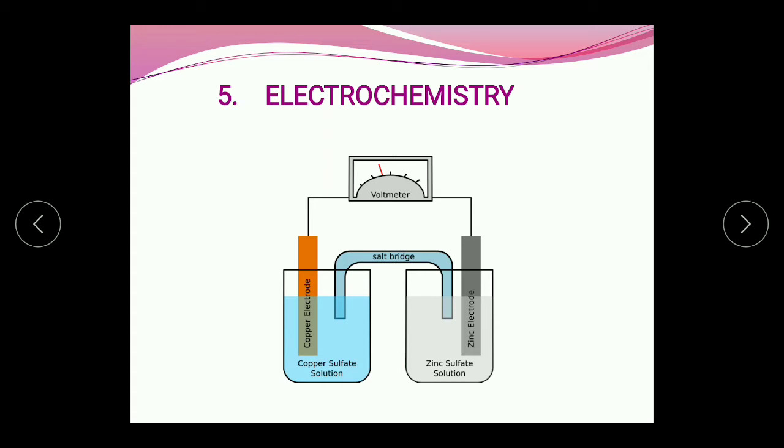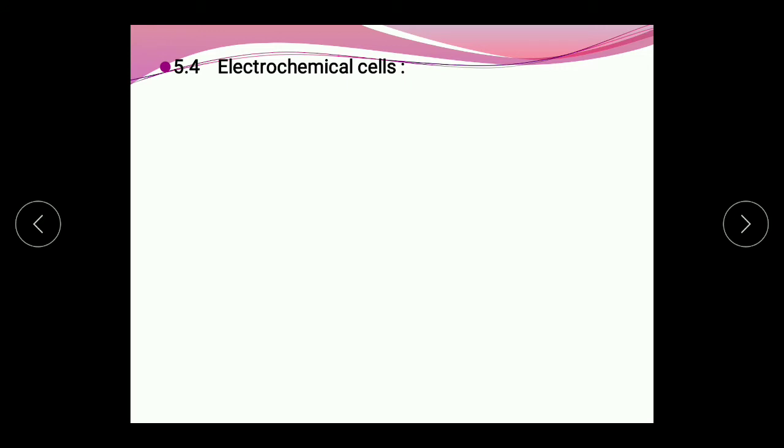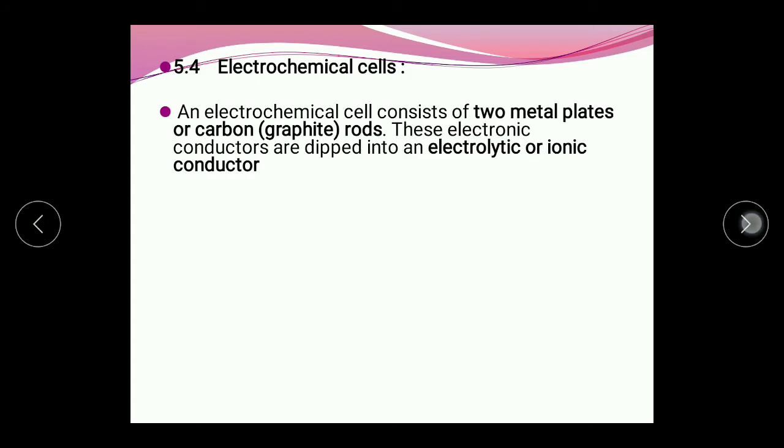In today's session, we are going to learn about electrochemical cells. An electrochemical cell basically consists of two metal plates, or we can use carbon, that is graphite rods, instead of metal plates also. These two plates are dipped in an electrolytic or ionic conductor. To prepare a cell, we take one vessel in which we dip two metal plates in an electrolytic conductor. What is an electrolytic conductor? It is the solution of an electrolyte.